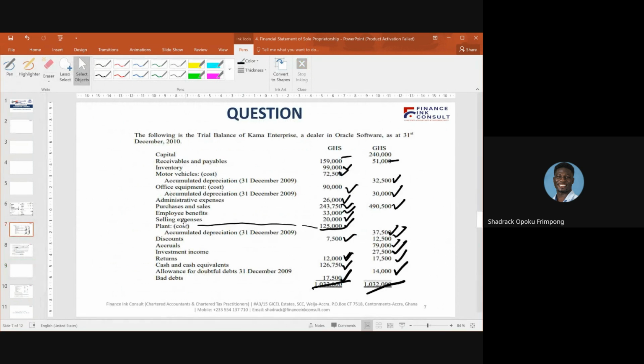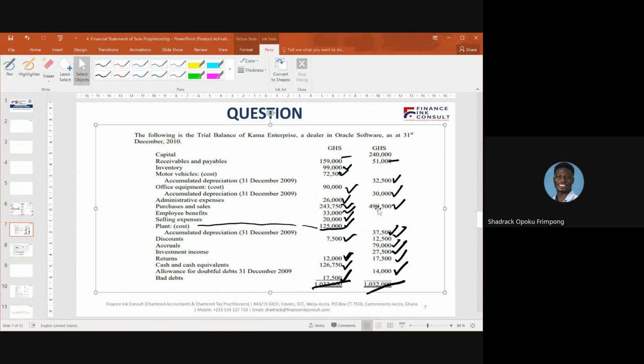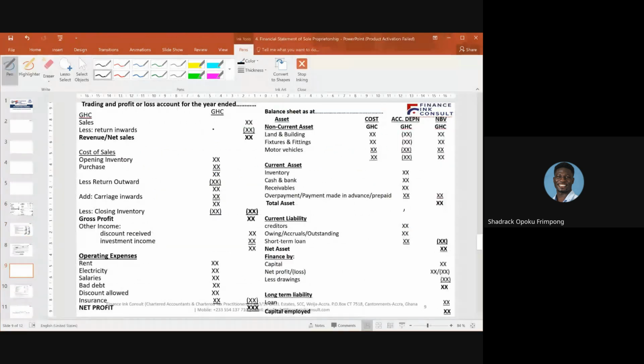So we have sales of 490, and we have purchases of 243,700. So I wanted us to do this. Our sales is going to be 490. You get it? Then our purchases, then I'll write the purchases figure.